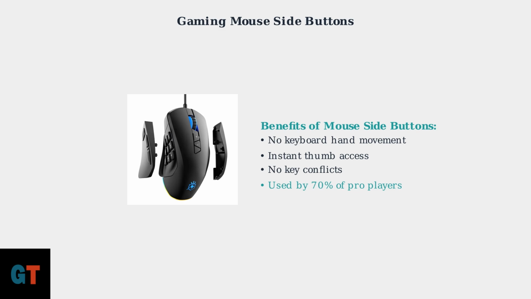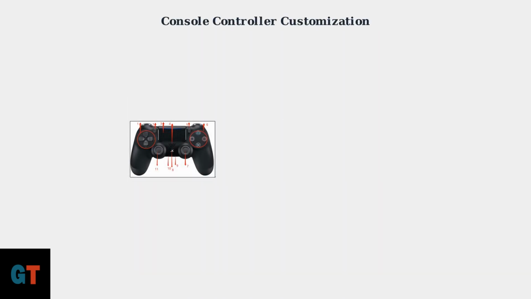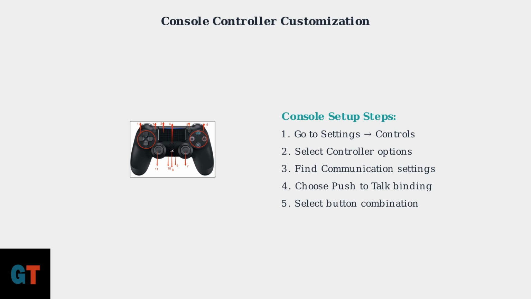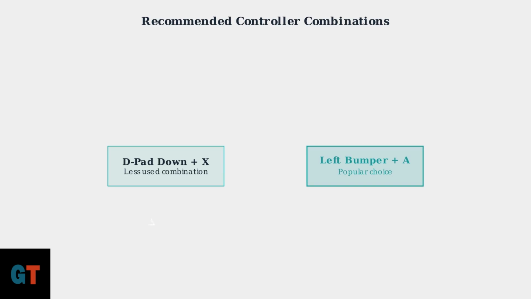Console players can also customize their push-to-talk controls. Navigate to Settings, then Controls, and select your controller options. Look for the communication settings where you can assign push-to-talk to your preferred button combination. For controller users, consider button combinations that won't interfere with core gameplay. D-pad down plus X is a less commonly used combination, while left bumper plus A is popular among console players. Always avoid buttons used for jumping, shooting, or aiming to prevent conflicts during intense moments.